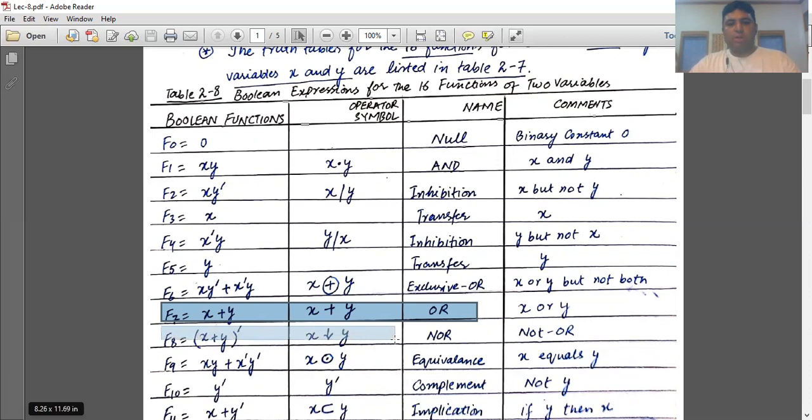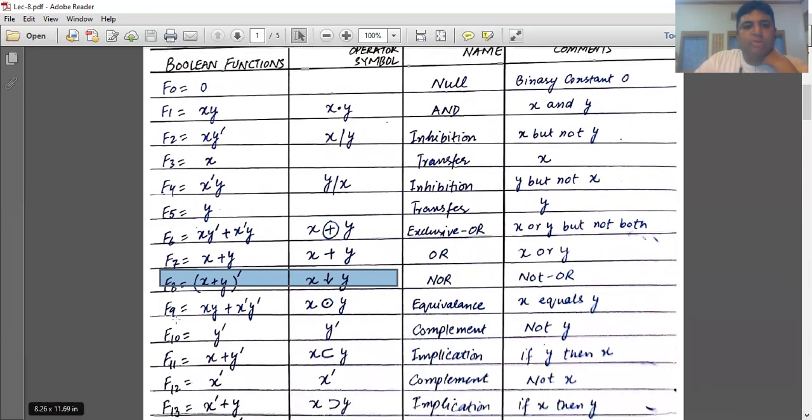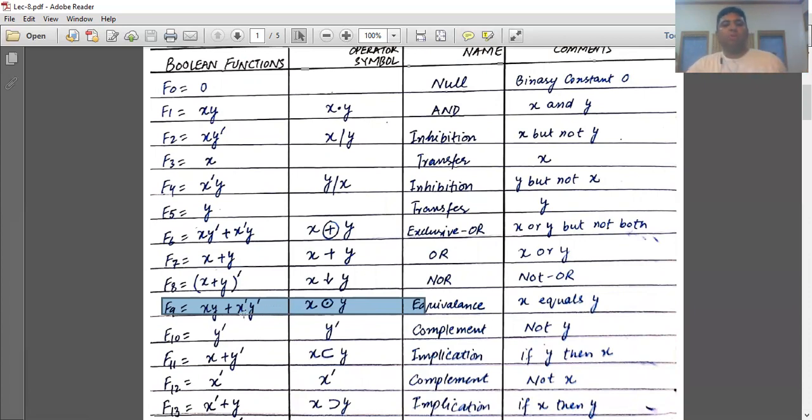X plus y, complemented, is NOR, which is the opposite of the OR function. You simply add a NOT gate after the OR gate and you get a NOR gate. Equivalence, F9, is the opposite of exclusive OR. Basically, it gives a one output when both x and y are equal. Both x and y are 0 or both x and y are 1, it gives a one output.